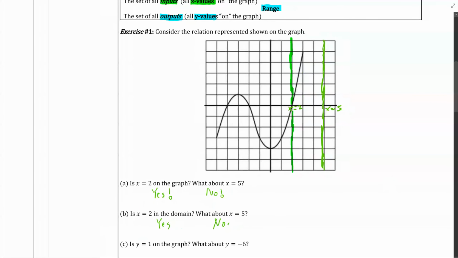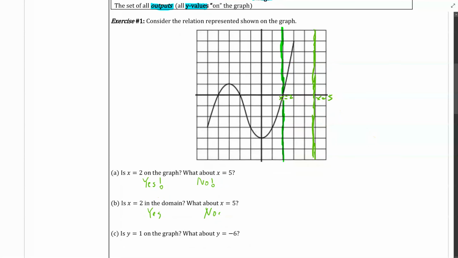And so when we move on to stating the domain, what we want to do is find all the x values that touch the graph somewhere. Now moving on to our y values, is y equals 1 on the graph? What about y equals -6? Well, here's the point y equals 1 on the y-axis. And in highlight, here are all the points with y values of 1. And does it touch the graph somewhere? And we can see that it does.